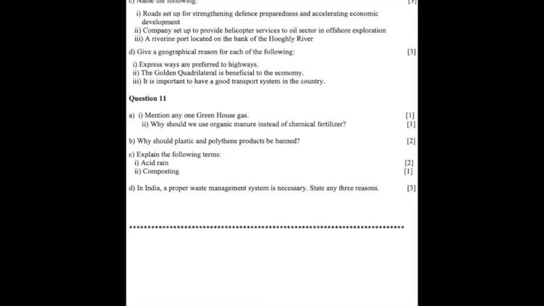In India, a proper waste management system is necessary, state any reasons. Because first, India is a vastly populated country, and so the waste generation is in a great amount, and it can cause spoilage of landscape. Then it can lead to breeding of vectors like mosquitoes and rodents, and it can lead to foul smell, and it can also cause air and water pollution. So it must be managed efficiently. Is there any other reason?